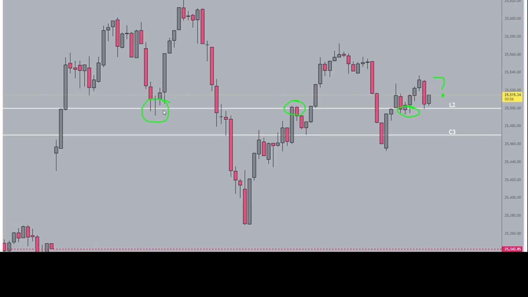Here's another example. See how the price touched the L2, large gamma 2, and also touched the combo 3 many times, here, here, here. What do we expect here? Maybe in this context, price broke higher, made a higher high, retests, and makes a higher low. And after this, if price starts to go higher, we can take a long position here.